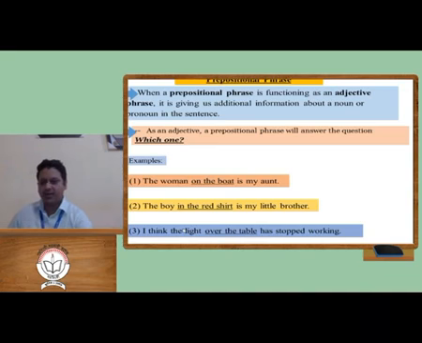Another example. I think the light over the table has stopped working. Which light? Which one? The light over the table. So, over the table is a prepositional phrase. It gives additional information about the light. That's why it is functioning as an adjective phrase.